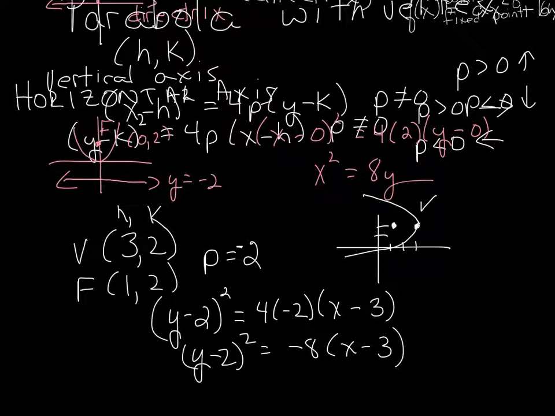Now, is my directrix going to be an x equals or a y equals? X equals. If there's a distance of 2 here, I have to have a distance of 2 here, so x equals 5 would be your directrix. If it asks for the standard form of the equation, that's the standard form. The directrix is x equals 5. If we were going to graph it, that would be your directrix.